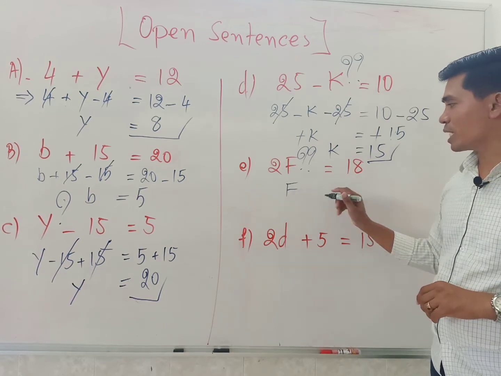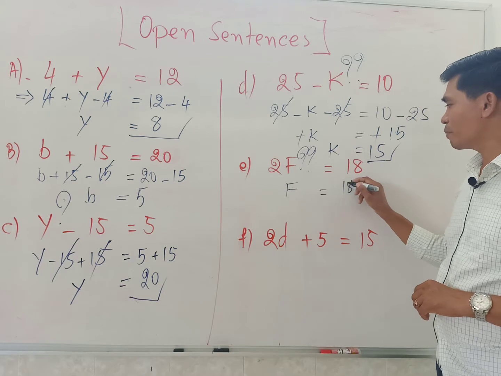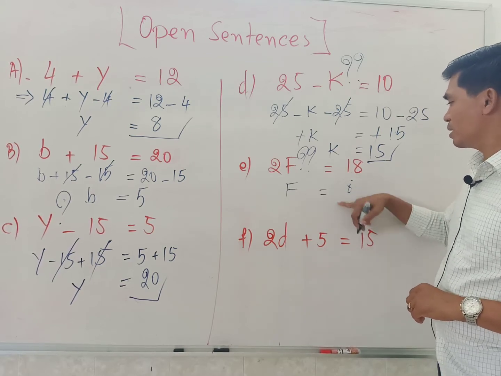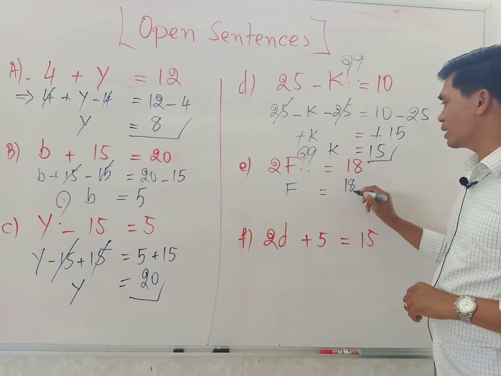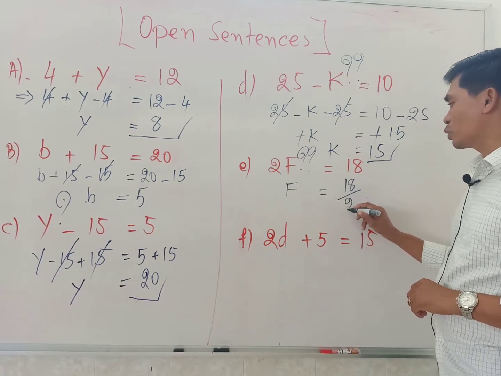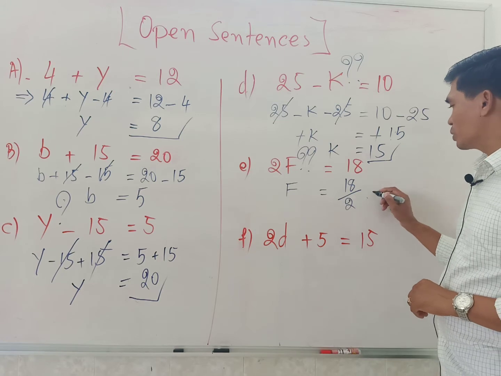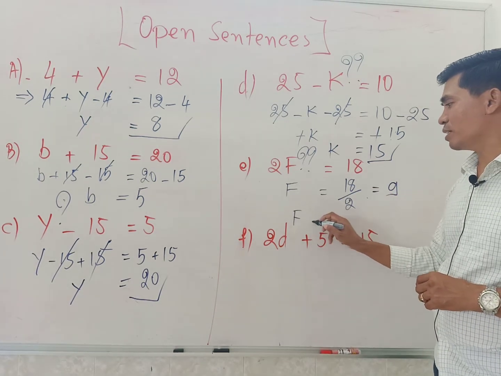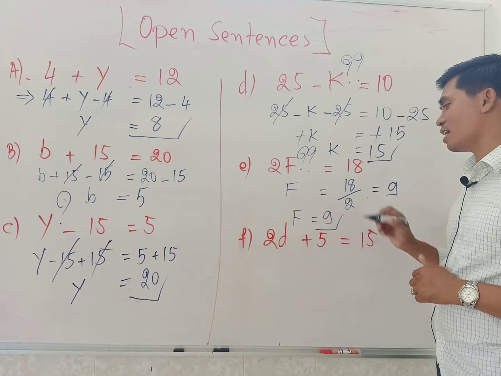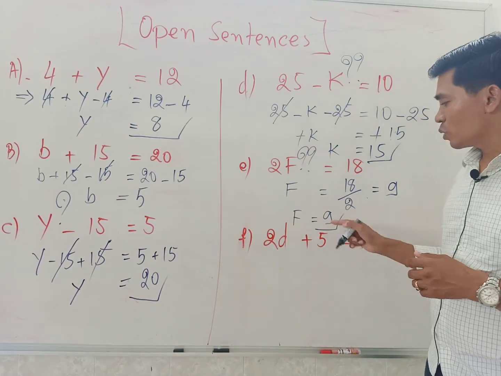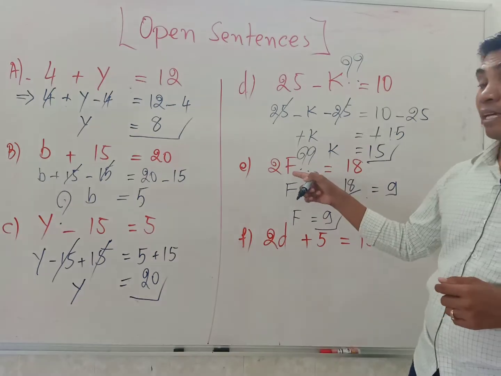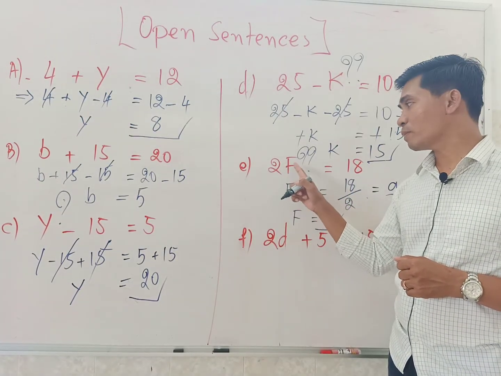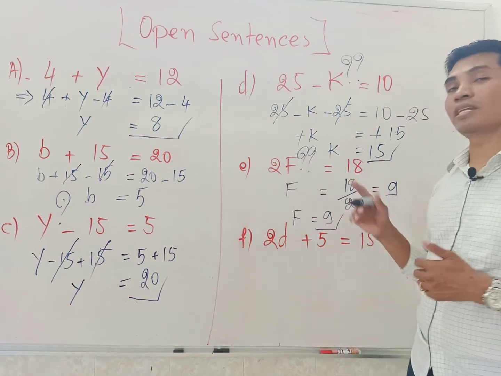We use the division method. To find f, we have 18 divided by 2. So we write it like this, 18 divided by 2. Okay, so you get 9. So f equals 9. When you replace f with 9 here, 2 times 9, or 2 multiplied by 9, is 18.